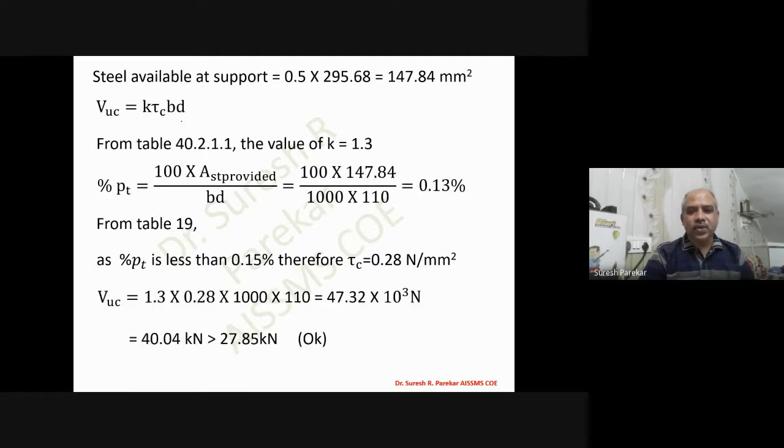And then we are going to get this value as 40.04 kilonewton, which is greater than 27.85. We have actually taken a larger value, though we have considered this at end supports.